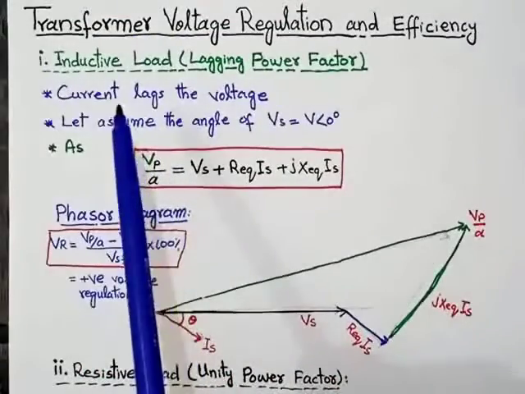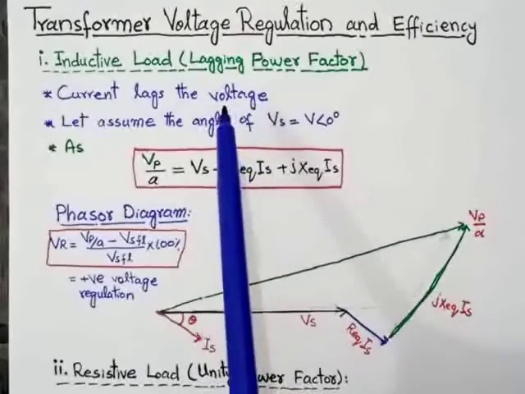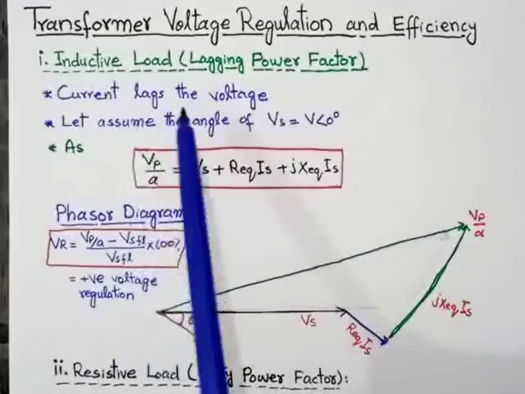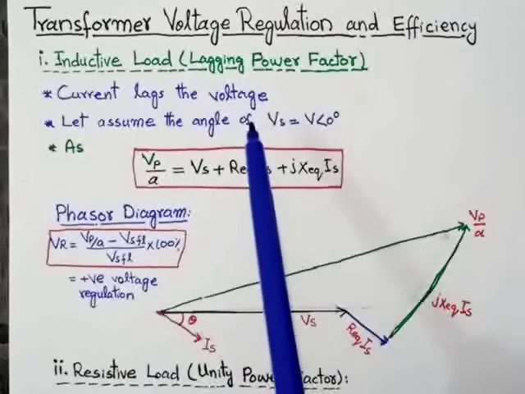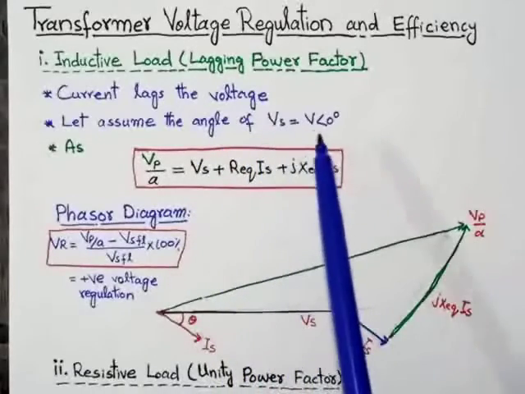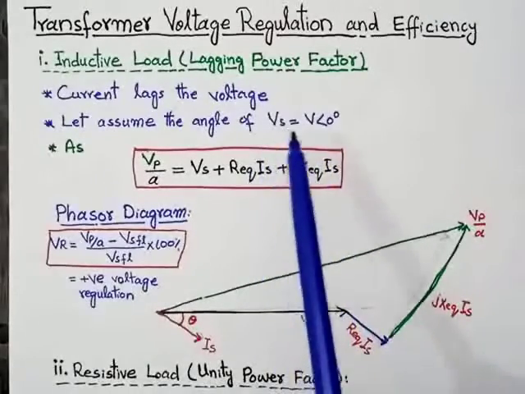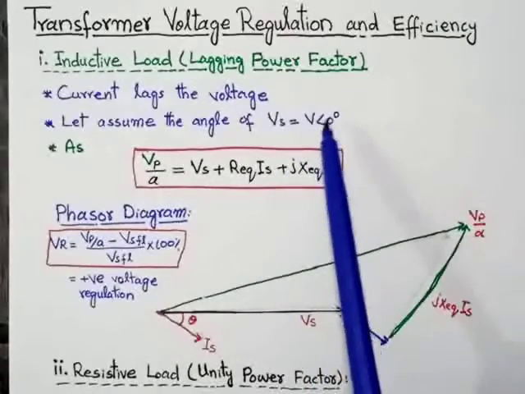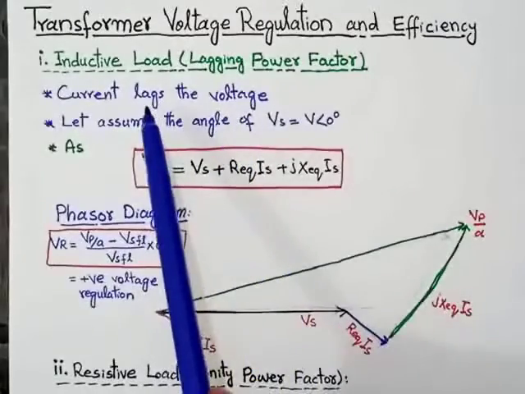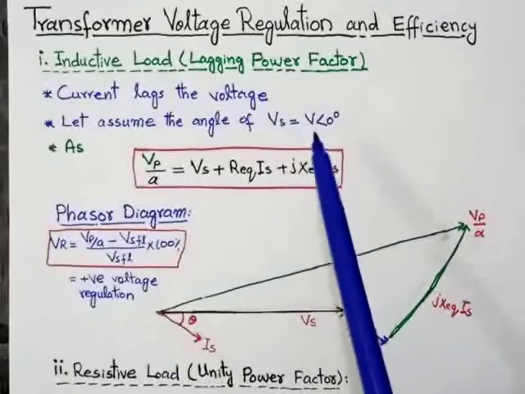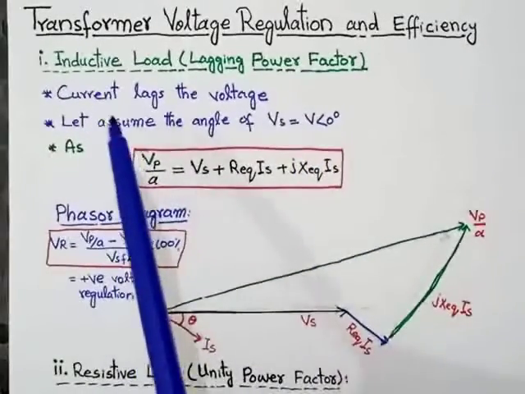As we have already discussed, in case of inductive load, current lags the voltage. So if the angle of the voltage is 0 degree, then the angle of the current will be negative. The reason is that lagging means the angle of the current will be less than the angle of the voltage. So let's assume the angle of secondary voltage is V angle of 0 degree for reference point. So this is the reference value. We assume that the angle of secondary voltage is 0 degree. It means the angle of the current will be negative, because current lags the voltage. Lagging means the angle of the current will be less than the angle of the voltage. So the angle of the voltage is 0 degree, and less than 0 means the angle of the current will be negative.